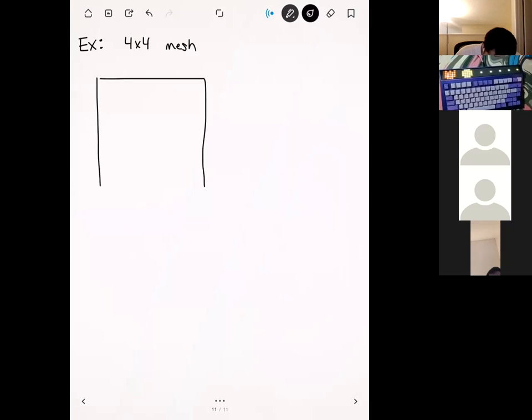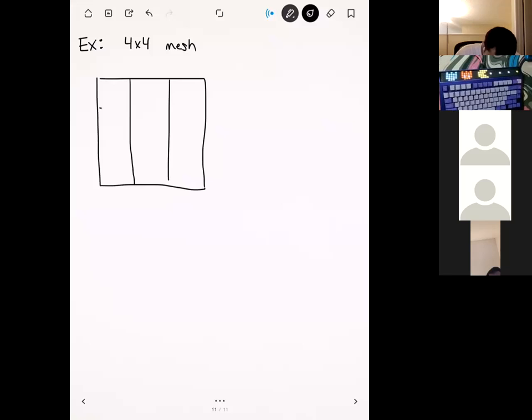Okay, so let's do an example, because we've spent all this time talking about ID numbers and i's and j's. I think it'd be useful to take a step back and do an example. Let's say that we have a 4x4 grid in our mesh. We have a square grid that looks like this. We're going to have 16 points overall, so 4 points in the x direction and 4 points in the y direction.